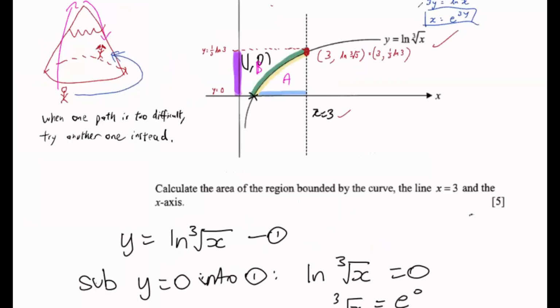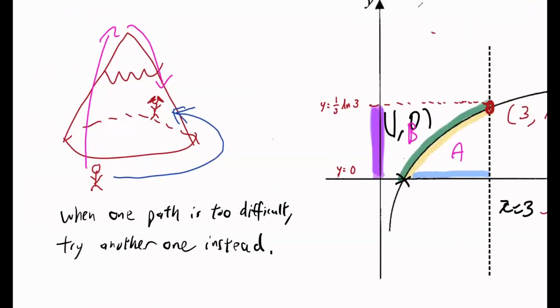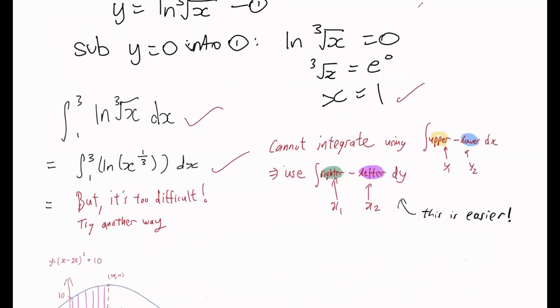Here, this one, here's an analogy. Sometimes you want to go and find a girl. How to find her? You can climb up a mountain and go down the other side, and then you get stuck on the mountain, very dangerous. Or you could take a smarter way, take another route, curve around the circle. When one path is too difficult, try another one. When upper minus lower doesn't work, what do you try instead? Right minus left. Yes, it will be easier.